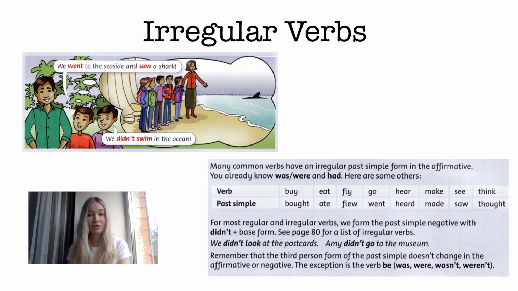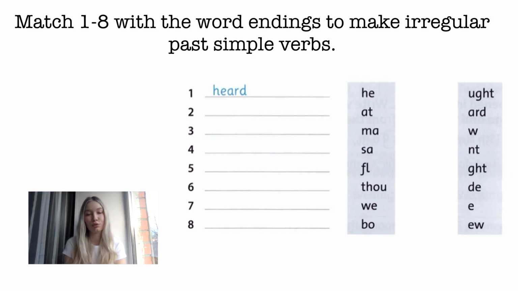Write down their translation, запишите их, пожалуйста, перевод, and then come back and do the exercise. So here you need to match two halves of the irregular verbs past simple. Что вам нужно сделать здесь? Вам нужно соединить две половинки неправильных глаголов. Let's have a look at the example.